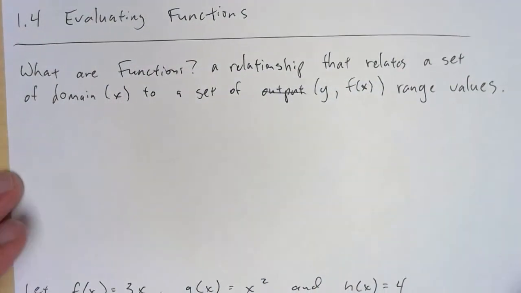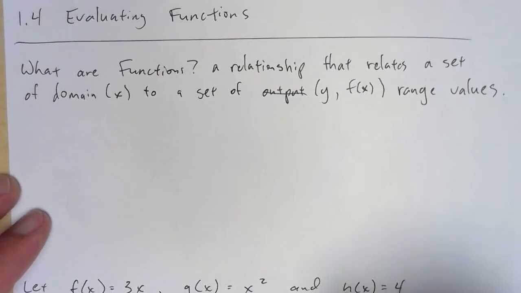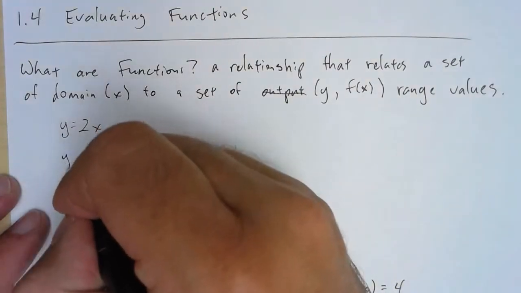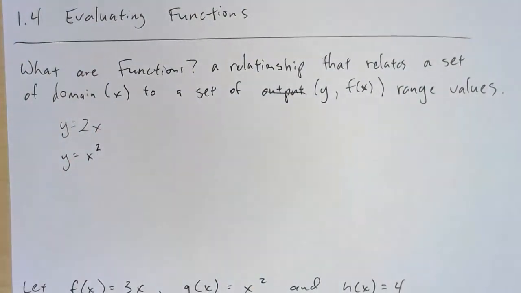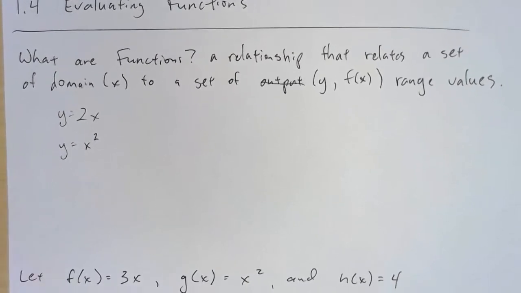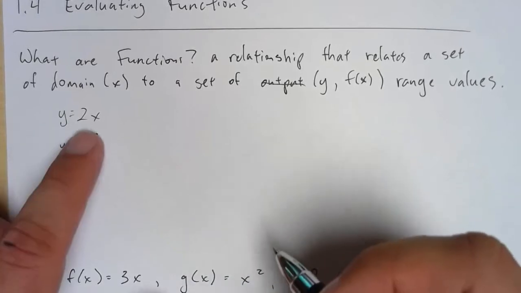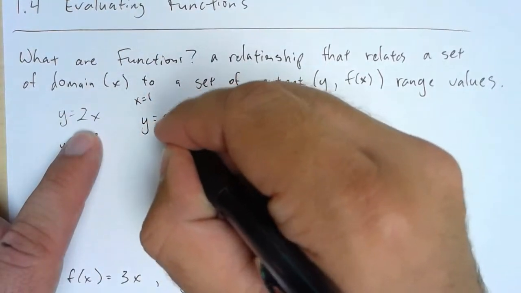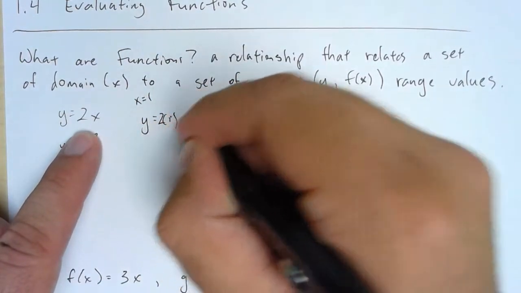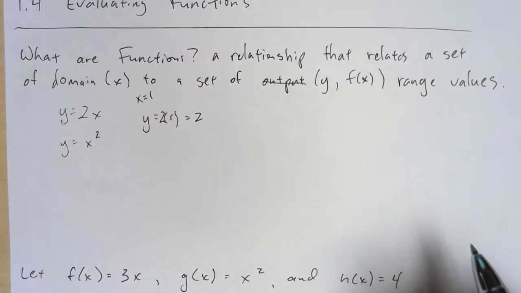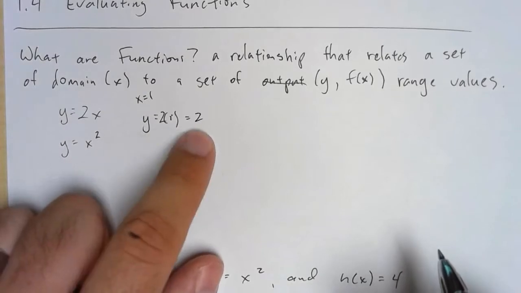So we've seen functions before. We usually like to write them as like y equals 2x, or like y equals x squared, things like that. So the special thing is that for each domain, for one domain, we have precisely one range value. So if I said like x equals 1, then I'd say y equals 2 times 1, which is going to give us 2. Unfortunately, this notation is kind of funky. So our input here would be 1, our output value would be 2.